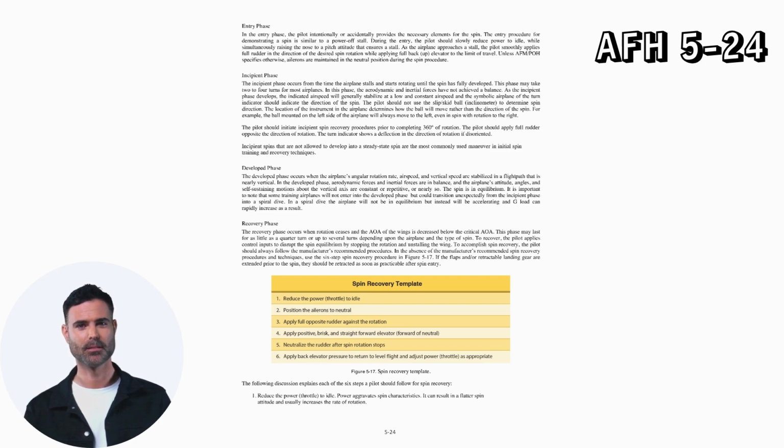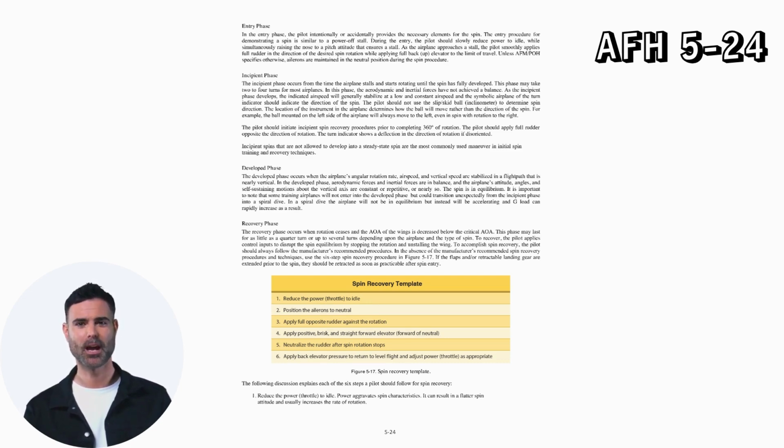Incipient phase. The incipient phase occurs from the time the airplane stalls and starts rotating until the spin has fully developed. This phase may take 2 to 4 turns for most airplanes. In this phase, the aerodynamic and inertial forces have not achieved a balance. As the incipient phase develops, the indicated airspeed will generally stabilize at a low and constant airspeed, and the symbolic airplane of the turn indicator should indicate the direction of the spin.